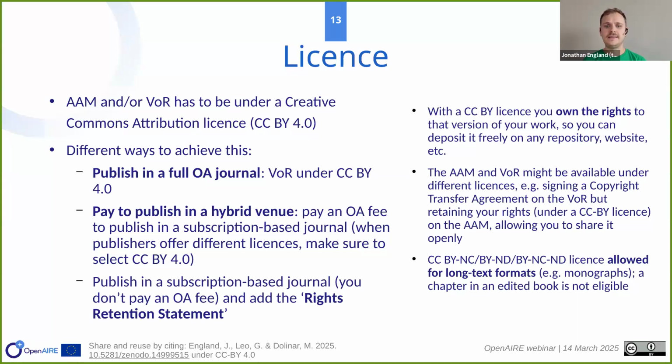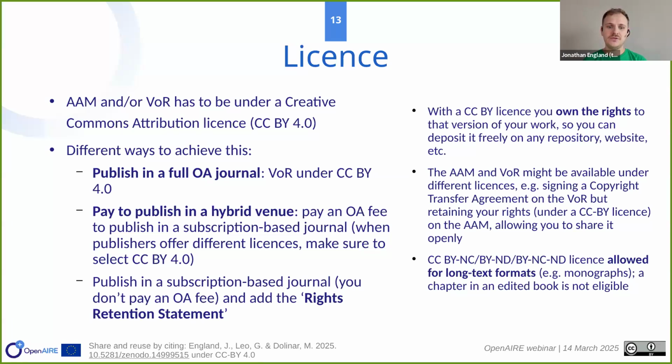In terms of the license, one of the 2 versions of your manuscript needs to be under a CC BY license. It's a type of open license that tells reusers basically what they can do with your work. So there are different ways you can achieve this. Either you publish in a full open access journal, you might have some costs associated with it. So the final version, the version of record, would be under a CC BY license.